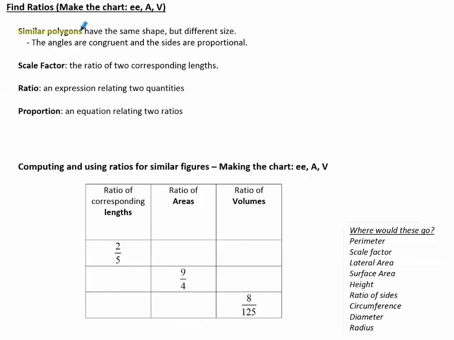Similar polygons. These similar polygons have the same shape but different size. The angles are congruent and the sides are proportional. A scale factor. We've seen that word before when we've talked about a dilation. Remember the word dilation? A dilation stretches or shrinks the object, making the objects similar. The scale factor is the ratio of the 2 corresponding lengths.